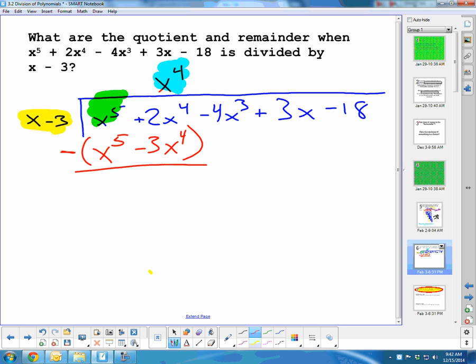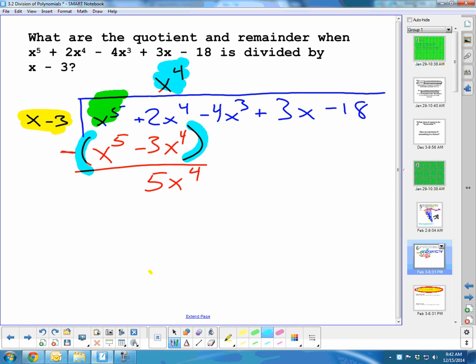And I subtract. x to the fifth minus x to the fifth is 0. 2x to the fourth minus negative 3x to the fourth is actually going to be 5x to the fourth. That's why I am very particular about using these parentheses, because when I subtract, I am going to need to distribute. Oh, that purple is not a good color there. I apologize. I guess we'll go with some blue here. Those parentheses are important because the subtraction I do needs to distribute through the multiple terms.